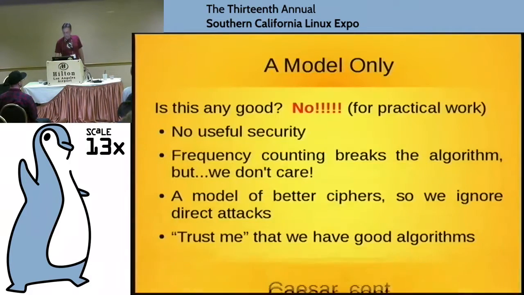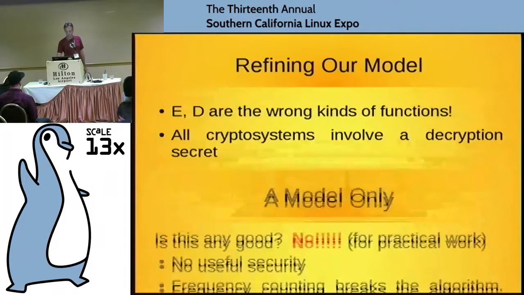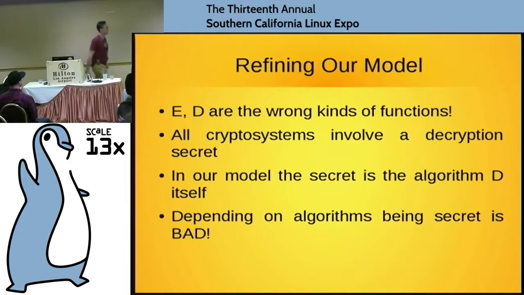Now, first of all, you might ask, is this any good? And the answer is heavens no. There's no useful security in this algorithm, but that doesn't matter because we're using it as a model to stand in for algorithms that you can't attack so easily. So we just don't attack the algorithm in this talk. We just talk about everything around it. You just have to trust me, or you can go read about algorithms that actually are secure. Now, there is, however, a different problem with my model, and that's that E and D are the wrong kind of function. One of the themes of this talk: every cryptosystem involves a decryption secret.